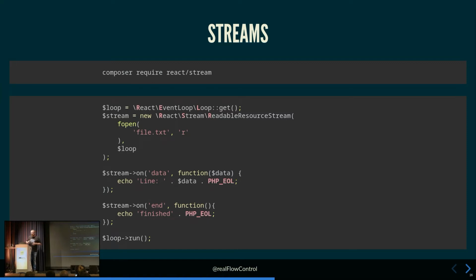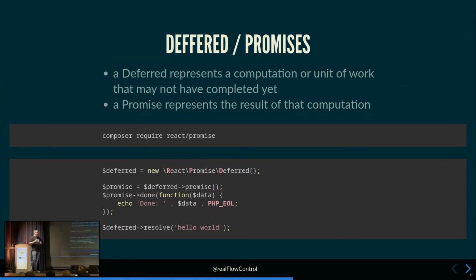And then there's one thing that's a bit more complicated, but you should know about. There are deferreds and promises. With deferreds, you probably won't have much to do. Deferreds are interesting when you are building a library that does some computation. Just so you know, a deferred represents a computation, like a unit of work, something that has to be done, or something that has already been done, but is not completed, or may not have been completed. And a promise represents the result of that computation.